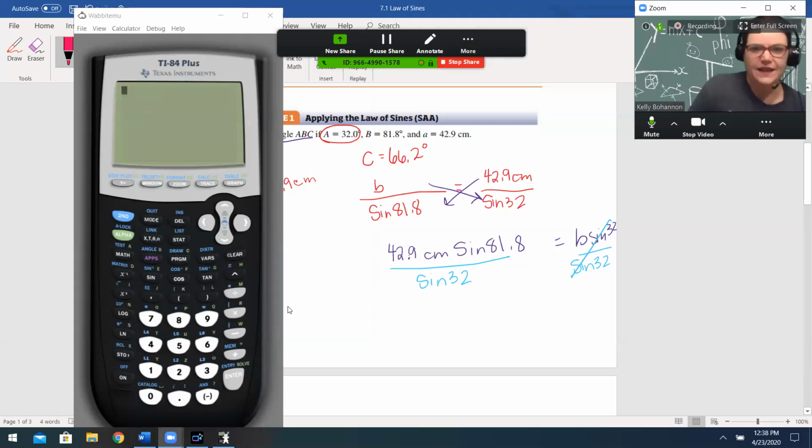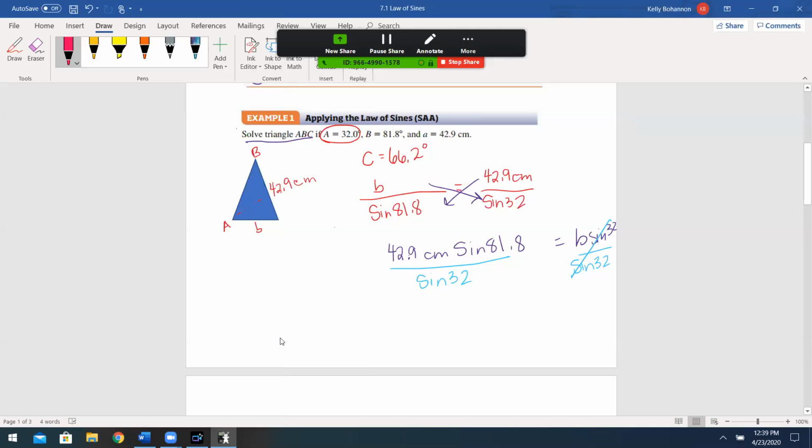So I'm going to plug all of that in: 42.9 sine 81.8. And I have a feeling that my calculator is not in degrees, so before I hit enter, I'm going to go check that. Sine 32. Yes, that's what I thought. Because this problem is in degrees, make sure your calculator's in degrees. And hit enter. And I get 80.128. And that is my answer for the side length of b.